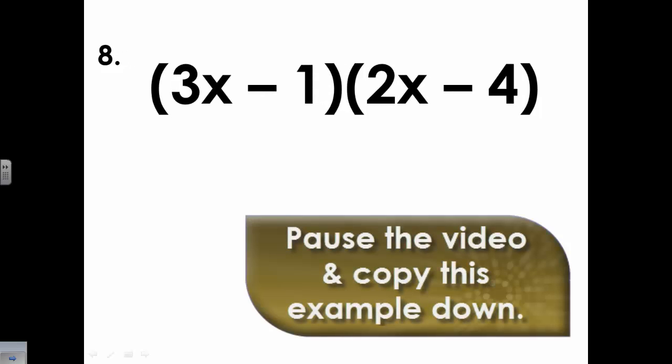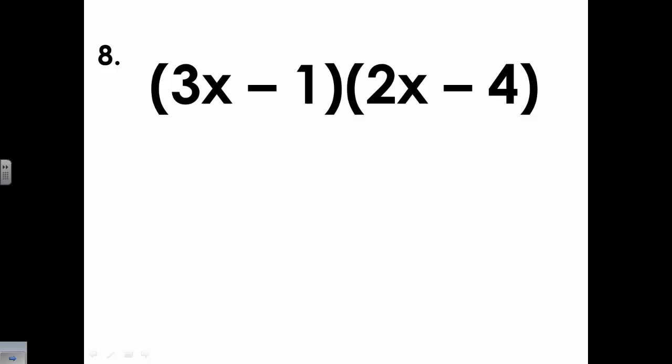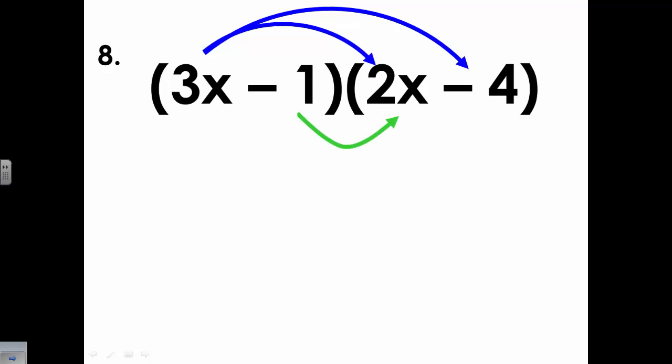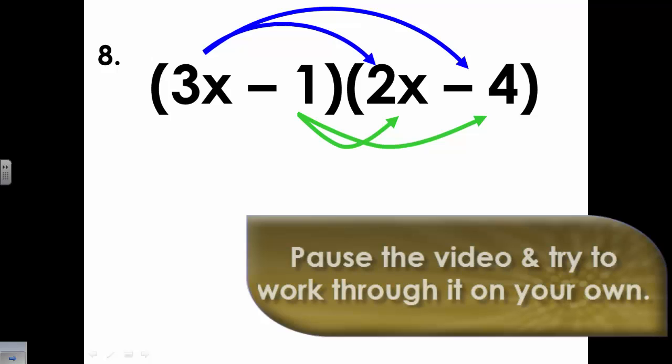Pause the video to copy down this example. Again, we're going to have to distribute twice. 3x needs to be multiplied to both terms. And then negative 1, don't forget the sign, negative 1 has to multiply to both terms. Pause the video and see if you can work this problem out, and then restart the video when you're ready to check your answer.